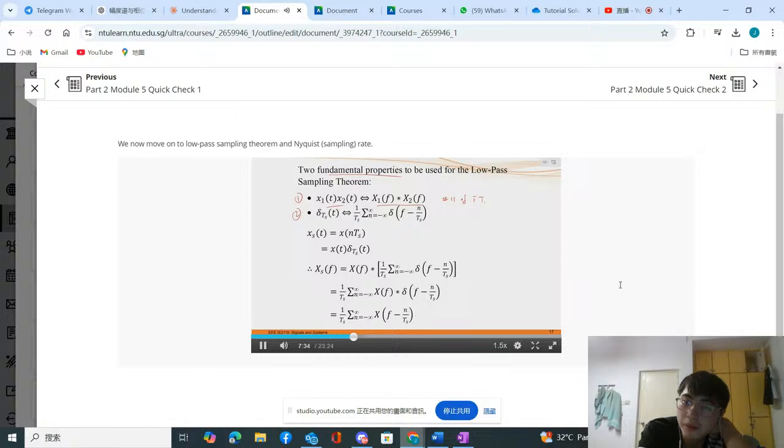The second property that we're going to use here is that earlier on we also showed that when we have an ideal sampling function, delta Ts here, this delta Ts comprises a set of delta functions, summation n from minus infinity to infinity, delta t minus n Ts, where Ts is the sampling interval. And this ideal sampling function will have a Fourier transform given by, again, a set of delta functions in the frequency domain. Each of them is weighted by a coefficient 1 over Ts.